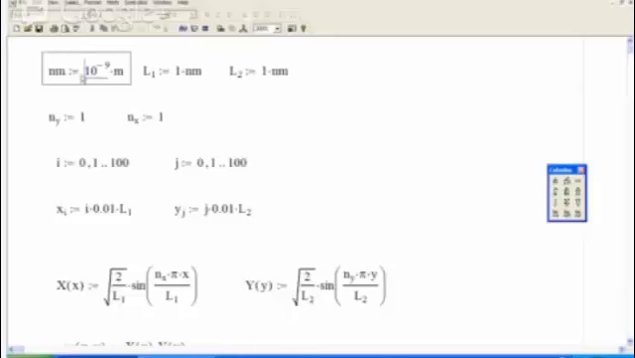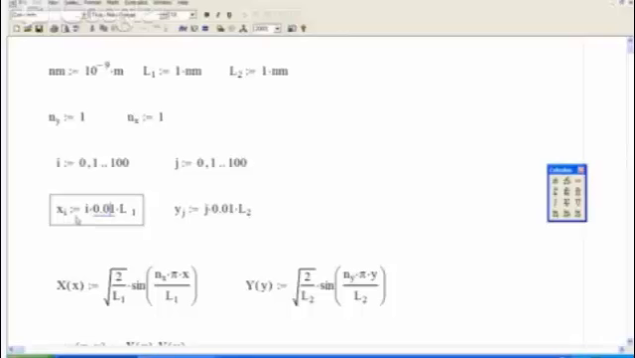Here's a MathCAD document. Here I defined what a nanometer is. Here's the definition of L1, it's 1 nanometer. L2 is also 1 nanometer. For starters, we're going to assign n sub y equals 1 and n sub x equals 1. Here we define a range of index variable I from 0 to 100. We're going to calculate 100 points along the x-axis, and we're going to have 100 points along the y-axis using index j. So you can see x sub I starts from 0 all the way to L1.